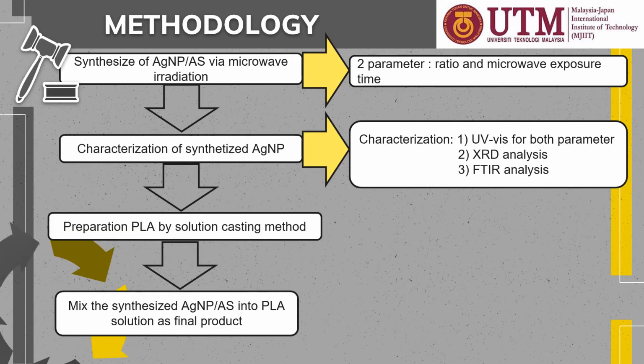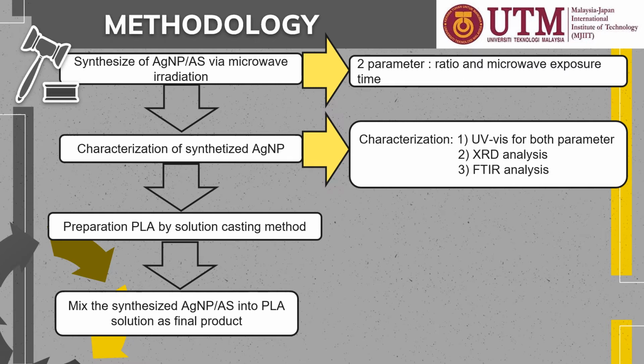There are four key points in methodology for the studies. The first one is the synthesis of silver nanoparticle mediated by starch via microwave irradiation. Basically, there are two parameters to study the synthesis of silver nanoparticle. The first one is the ratio effect and the second one is the microwave exposure time effect.